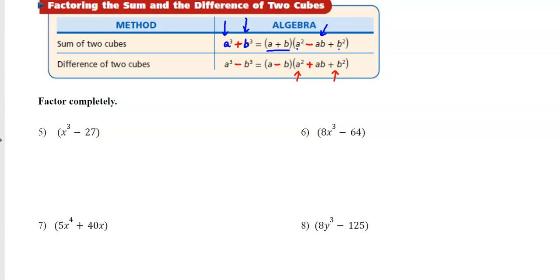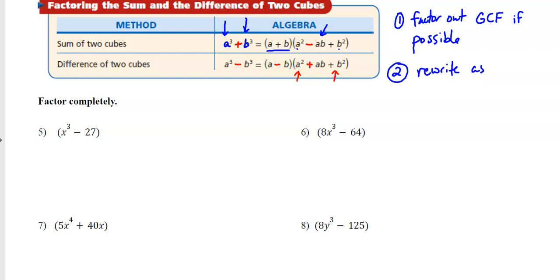So let's go through here in a couple steps before we get started. Step 1 is always factor out a greatest common factor if possible. Okay? If you can yank a GCF out, it's just going to make your life a lot easier. So do that first. And then secondly, you're going to want to rewrite as cubes. And I'll show you what I mean by that. Basically, what we need to do is we want to have our a and our b explicitly written out.